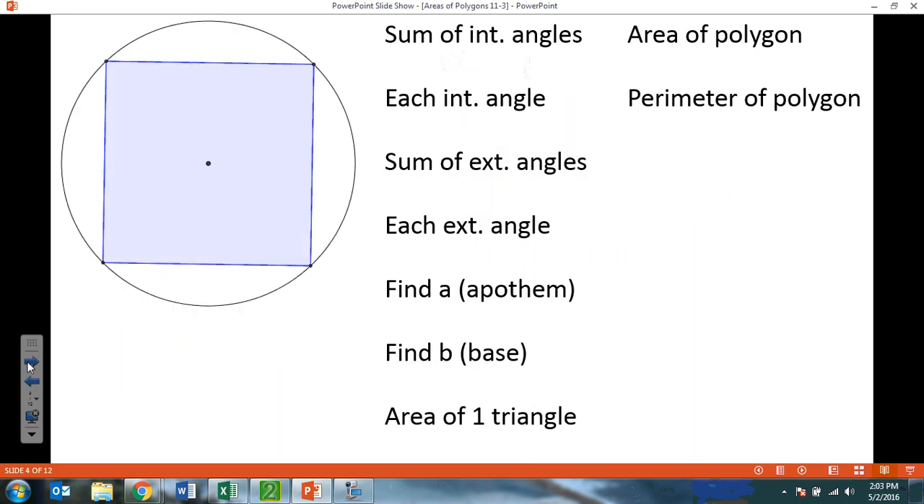What kind of figure is this? A square. Okay. So how much do the interior angles add up to? 360. All quadrilaterals have interior angles that add up to 360. So each interior angle is going to be how much? 90. So we have 90 degrees everywhere.